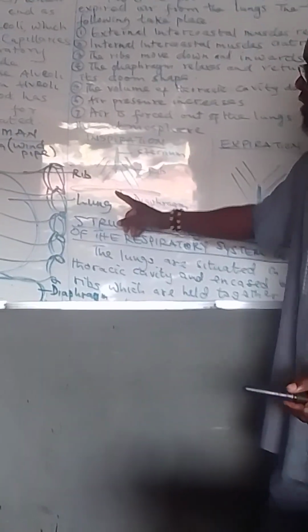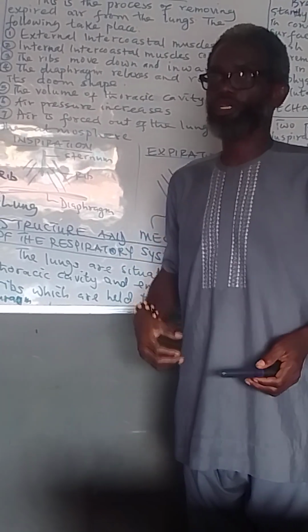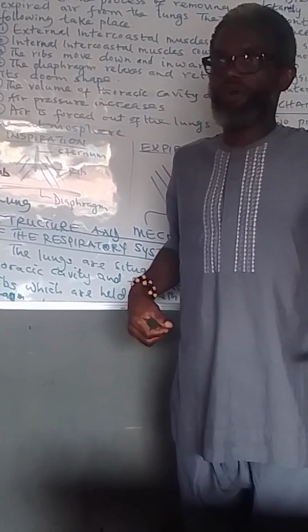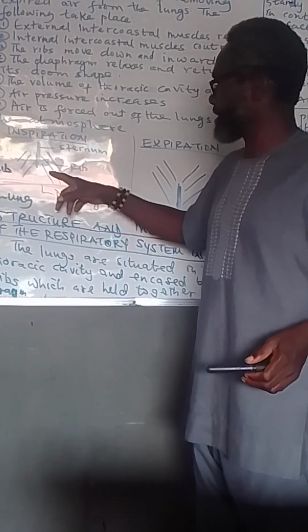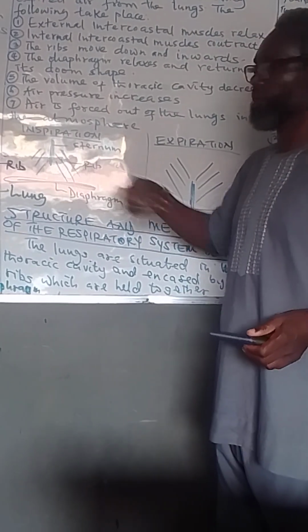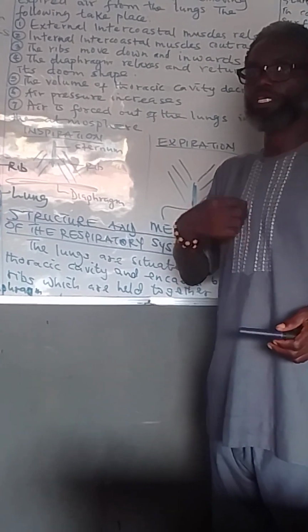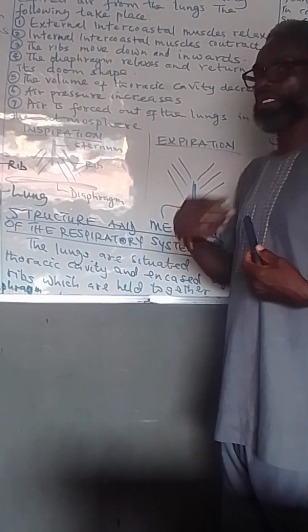See that the ribs, they move up. They move upwards and forward. The ribs move upward and what? Forward. That's what you see. They move up and they move forward. These are the ribs. This is the sternum, which is the bone holding the rib cage. At the back, it is held by the vertebral column.